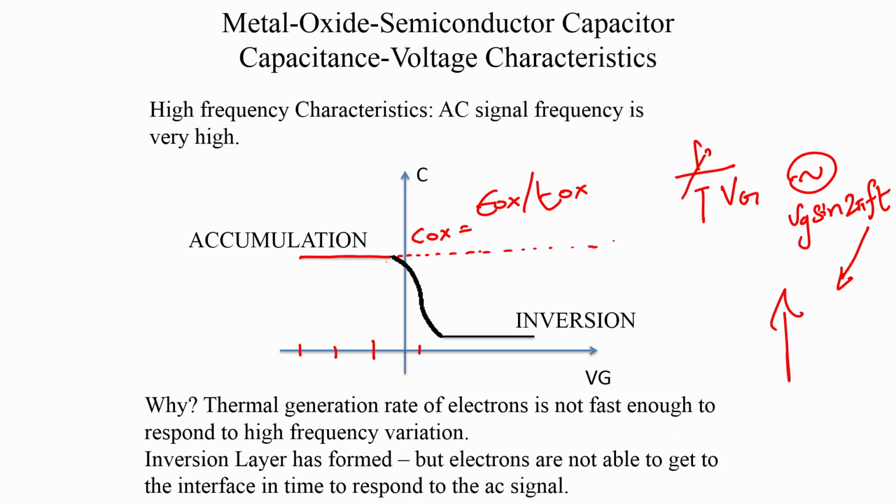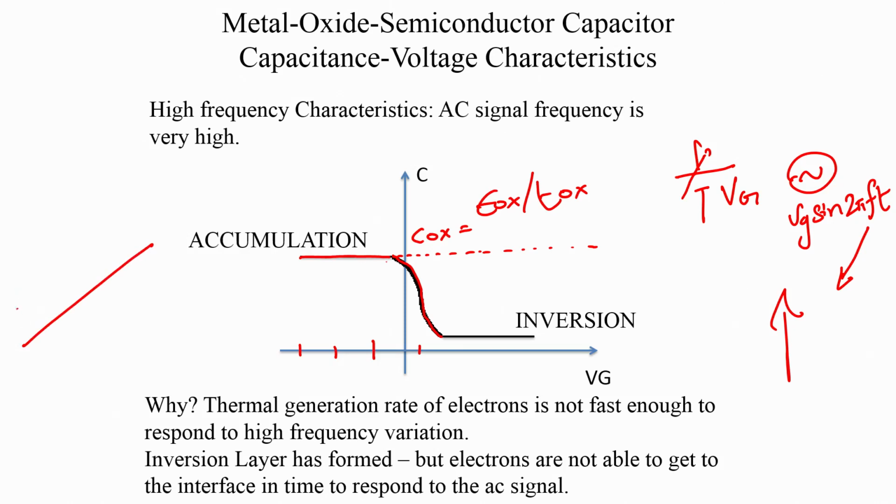And then in depletion mode, the depletion width starts increasing or decreasing in response to the applied AC field, and that too can happen quite quickly. Okay, but now when you hit inversion mode, the thermal generation rate of electrons is not fast enough for the electrons to respond in time to the AC signal.